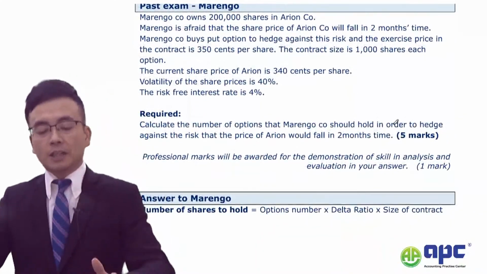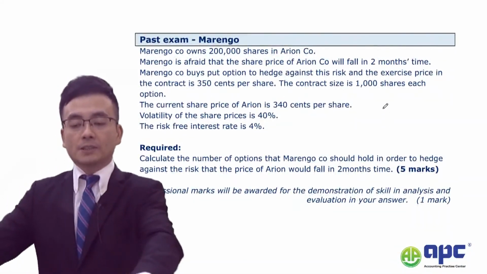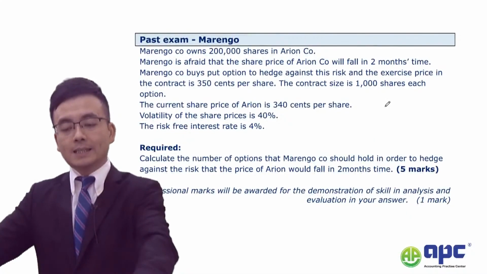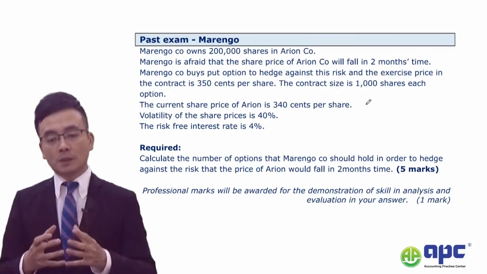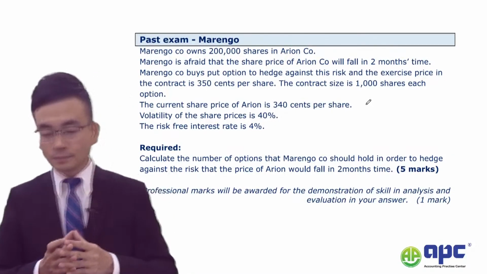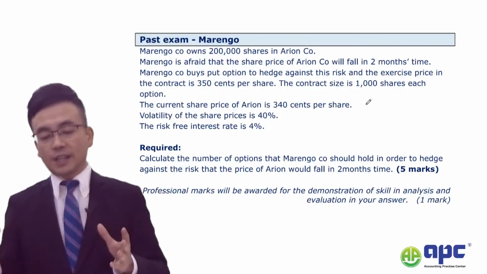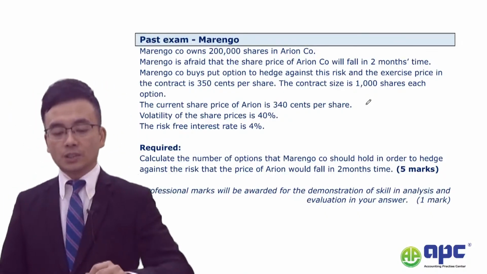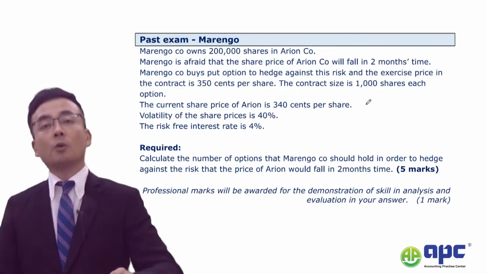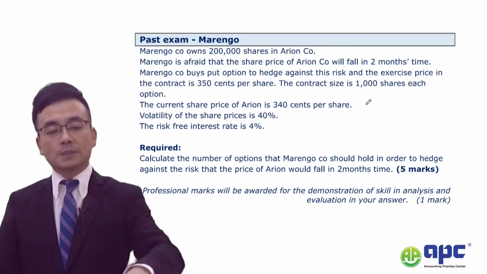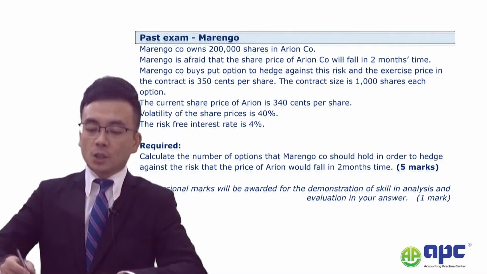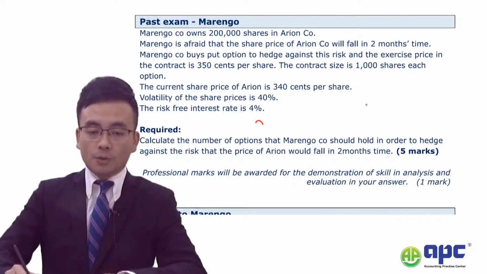But related to a calculation part, the examining team may be interested in the delta hedge, and that's why we need to be very careful on this. We're required to calculate the number of options that we need to hold to hedge against the risk of the share price falling in 2 months' time. Now, I've got a specific mnemonic for this. It's called SO and DS.